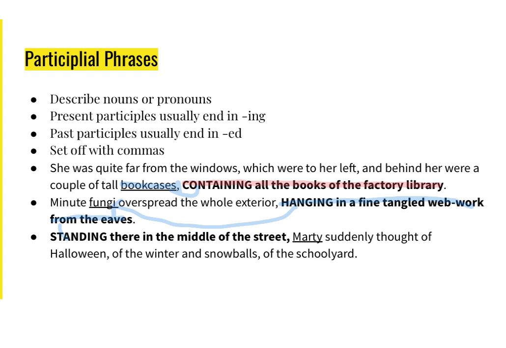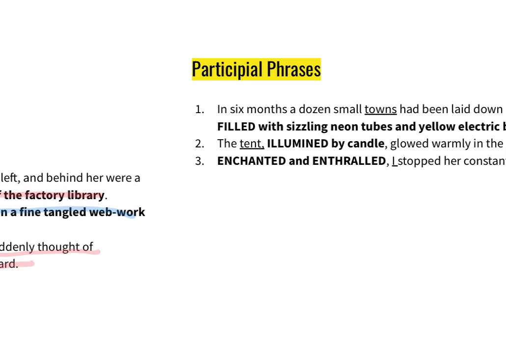And then the last example, we got our participial phrase at the beginning, and our comma, modifying Marty. Marty suddenly thought of Halloween and turned snowballs out of the schoolyard. So this part is your main sentence. So they work very similarly to appositive phrases.